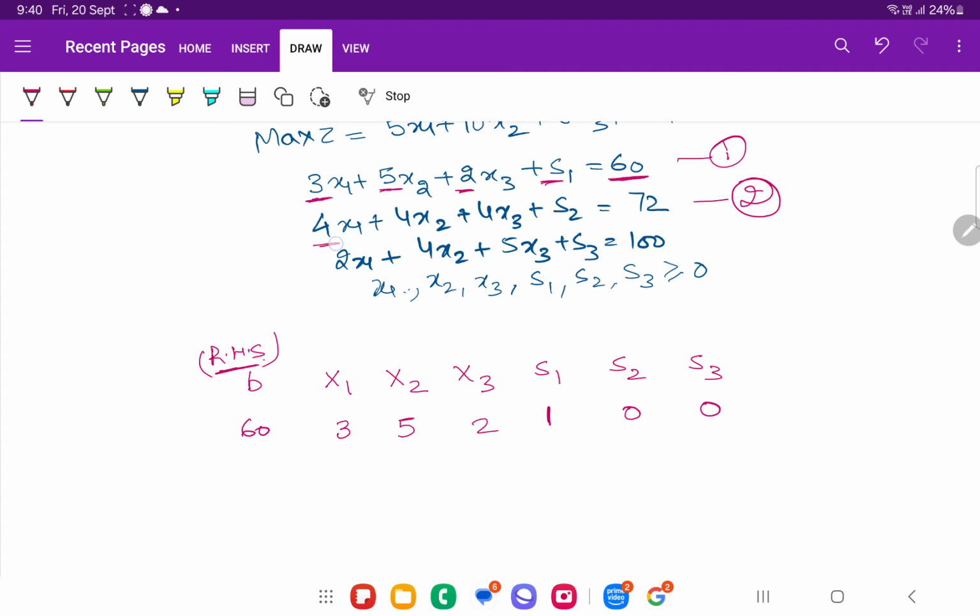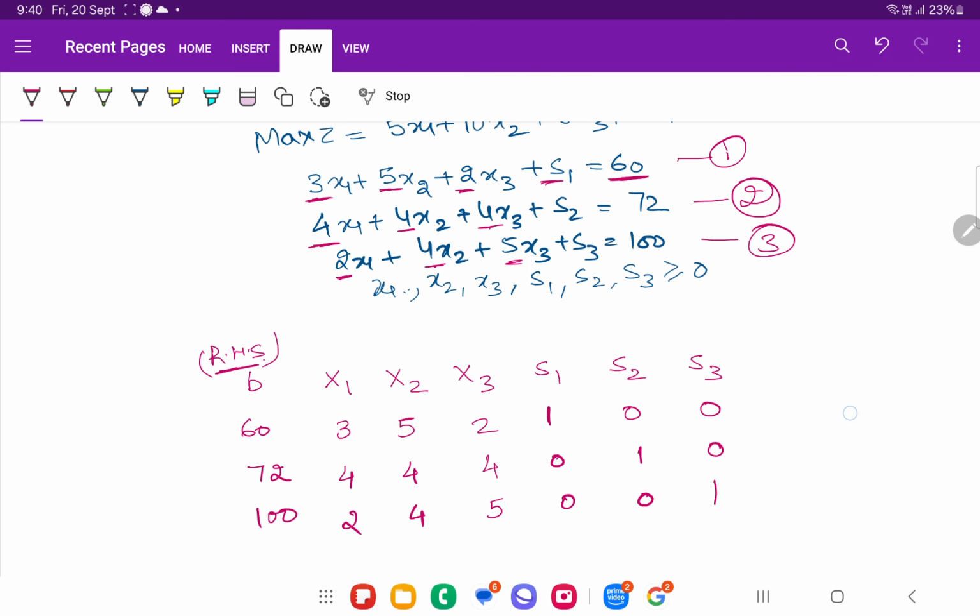Then I go with the second equation. In the second equation the coefficient of x1 is 4, the coefficient of x2 is again 4, and the coefficient of x3 is 4. There is no s1 here, so this is 0. s2 is 1, s3 is again 0, and the right hand side value is 72. Similarly, the third equation I can rewrite as 2, 4, 5, 0, 0, 1, and the right hand side value is 100.